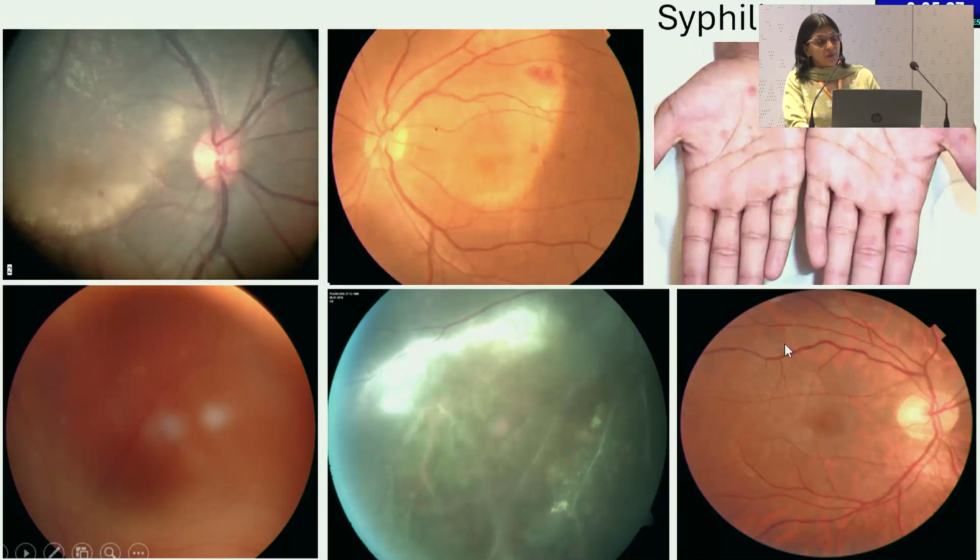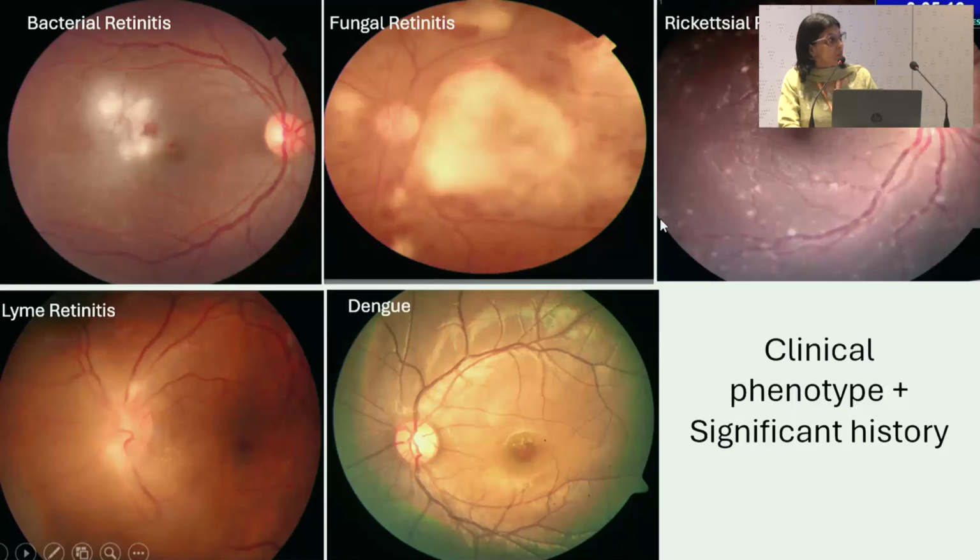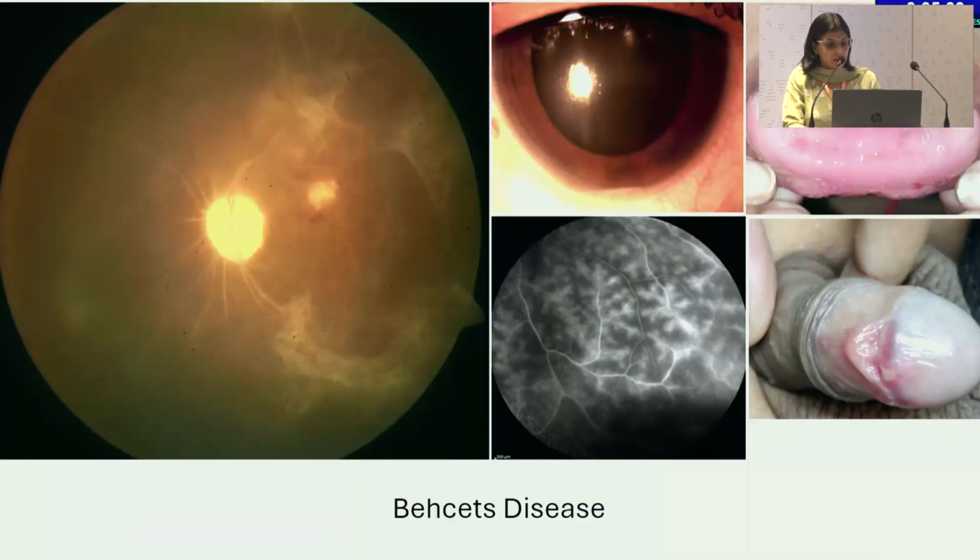You think that the fundus is normal, but your ancillary investigations can give you a clue, which I will be showing you shortly. And here, these lesions on the palm and sole will also give you a clue. When you have retinitis like this, you should always inquire about the significant history. So if there is a history of fever, skin rashes, rickettsial is something you need to keep in mind. Recent hospital admissions, you keep in mind fungal retinitis.